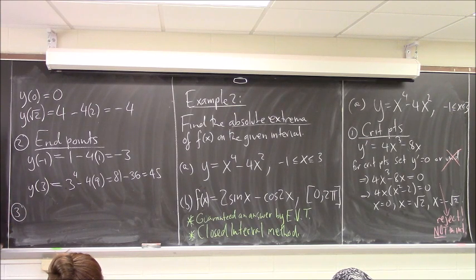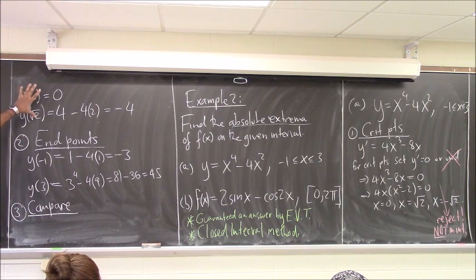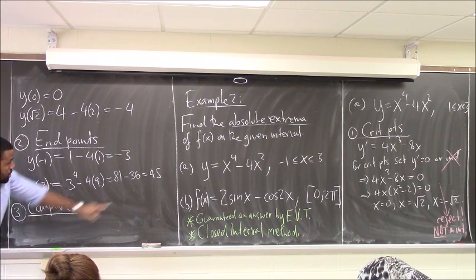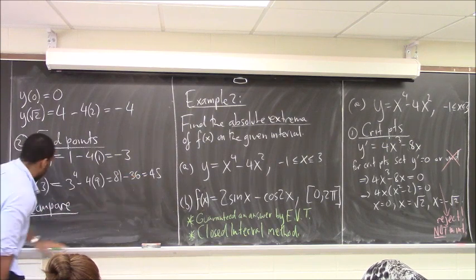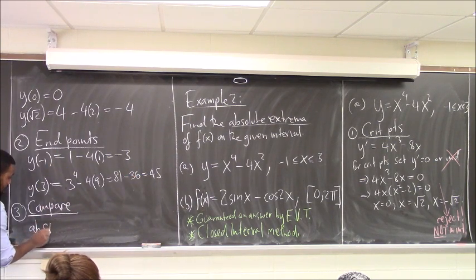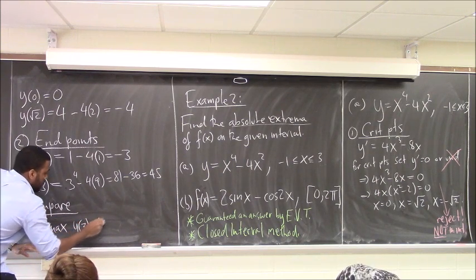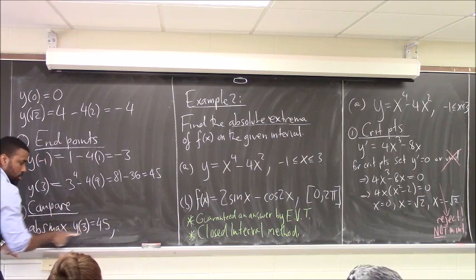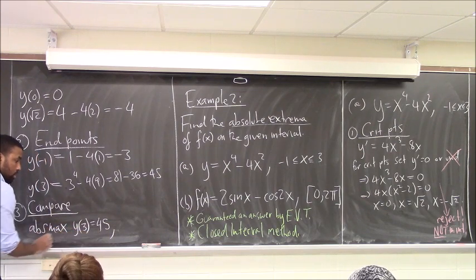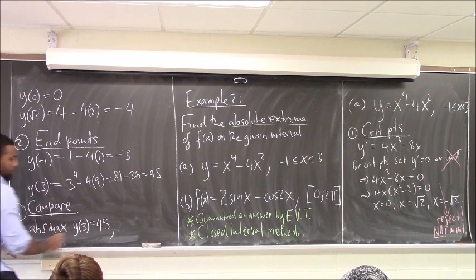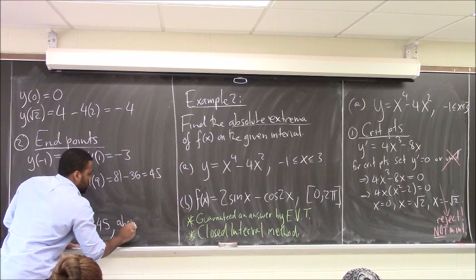Now, the third step, all you're going to do is compare. We found a bunch of y values. Some of them come from the critical points, some of them come from the endpoints. Now we're just going to compare them. Who's the largest, who's the smallest? The largest y value here is of course 45, so I'd conclude that the absolute max is y of 3 equals 45. It's customary to write out the phrase like this: tell them what the input was and what the corresponding output is. So that was the absolute max.